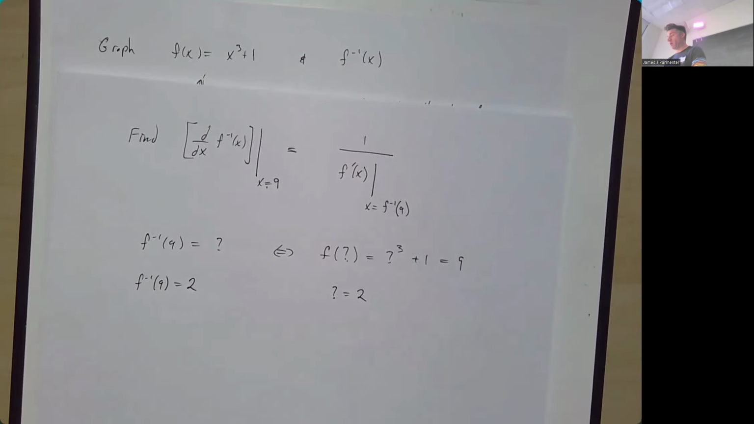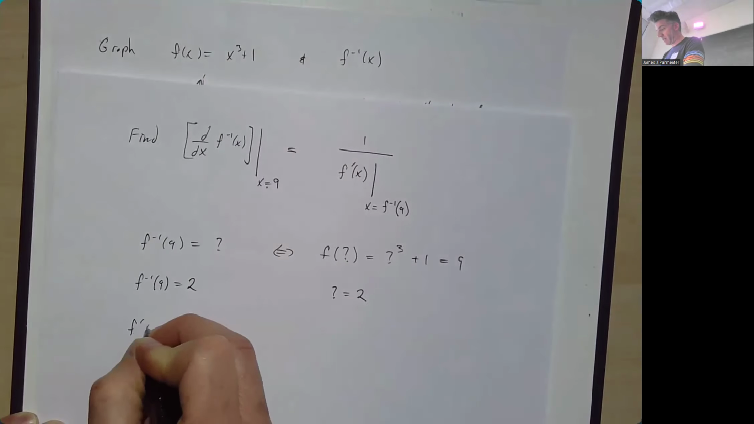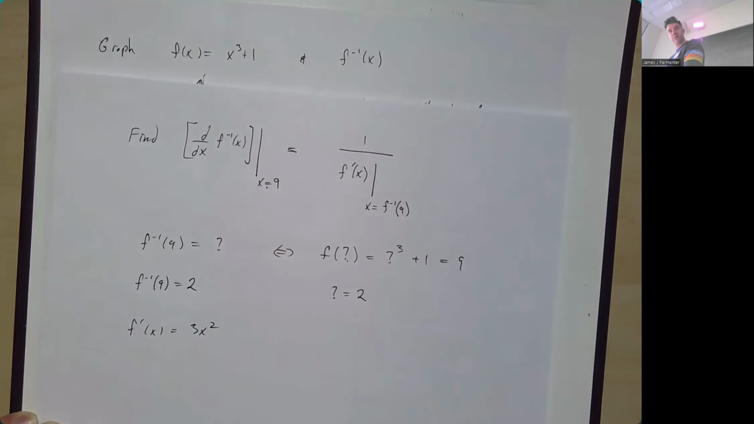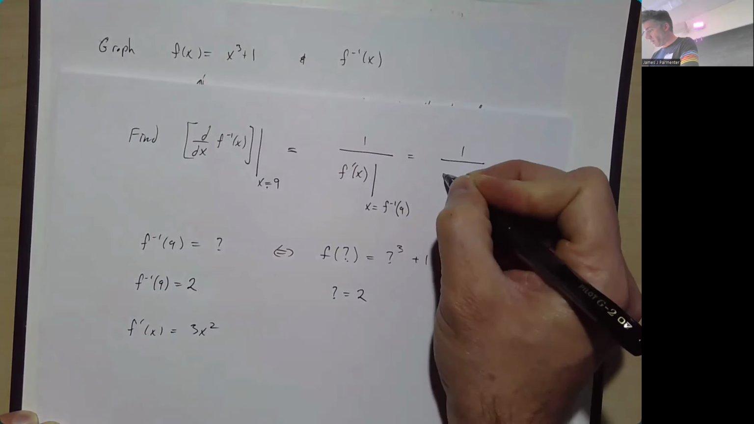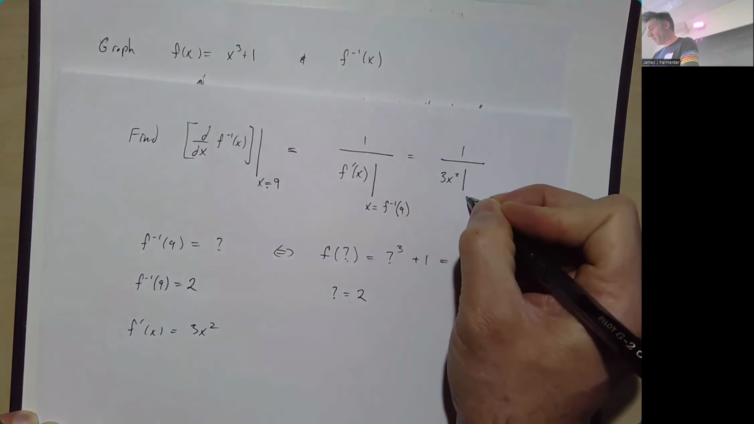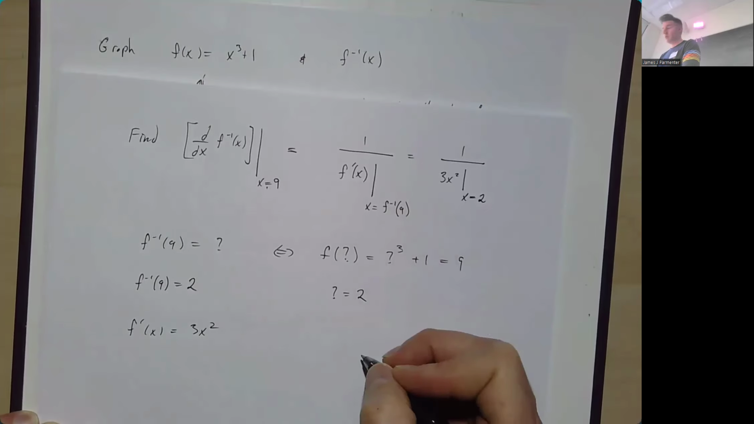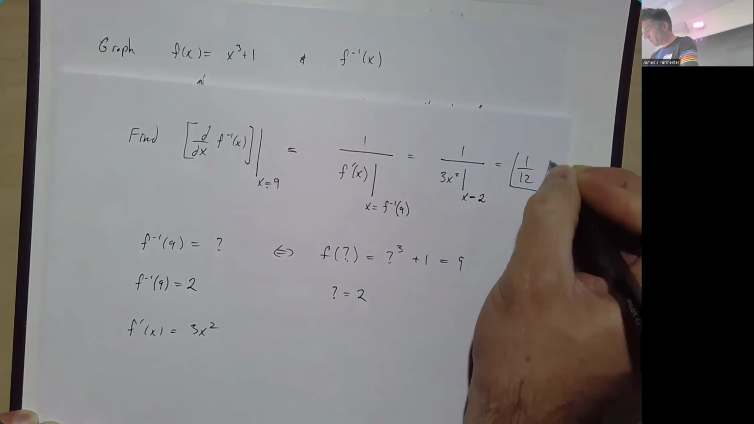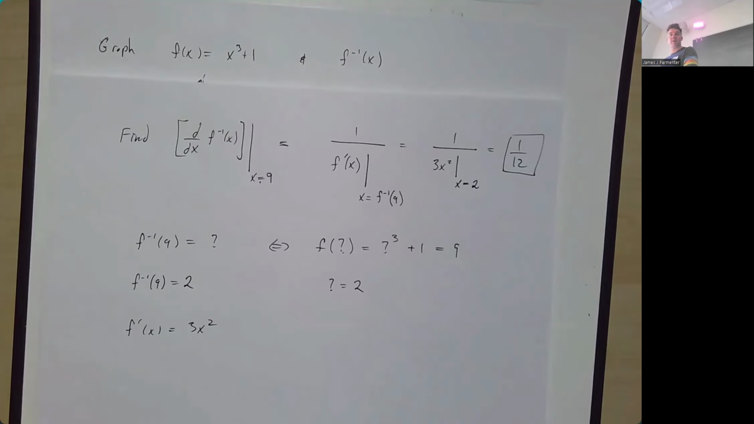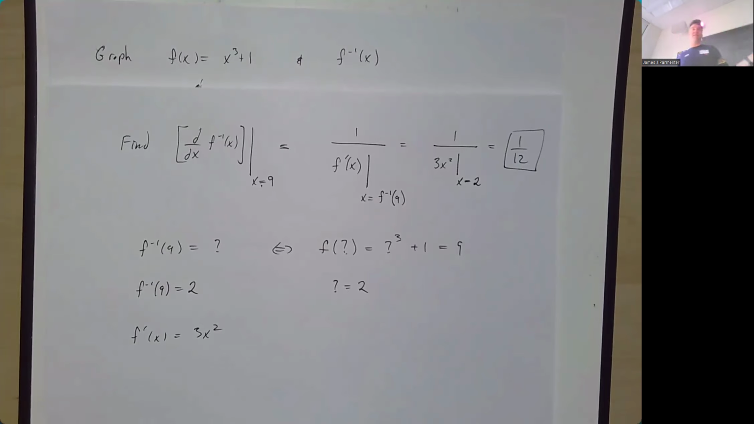Okay, so check. Our derivative f prime of x is equal to 3x squared. So this is going to equal 1 over 3x squared evaluated at x equal to 2, which is going to be 1 over 12. So that's the idea of this theorem: instead of actually finding the inverse function, if it's even possible to do so, you can take the derivative of the original function, evaluate it at the corresponding inverse point, and then take the reciprocal of that. It's kind of neat. It's kind of terrible to get the derivative of the inverse at a point.